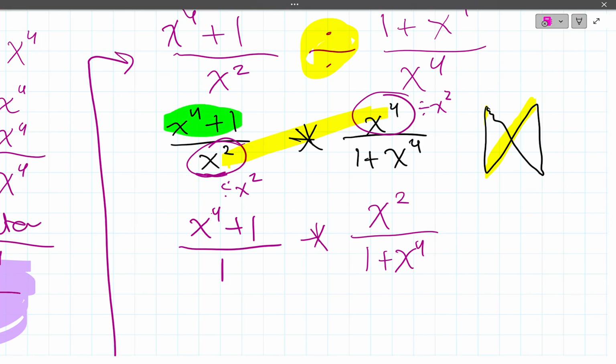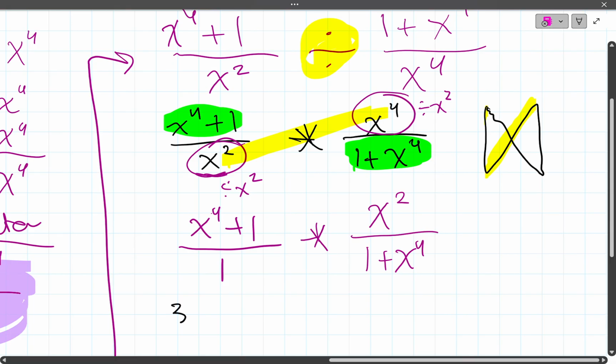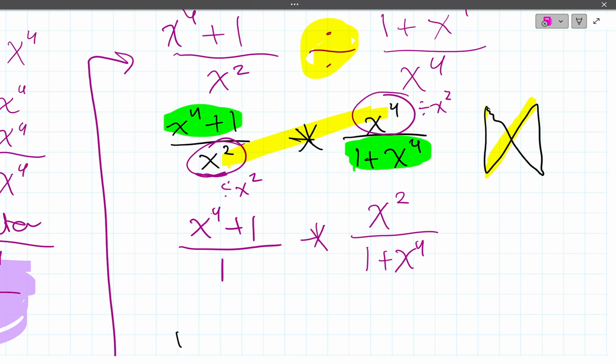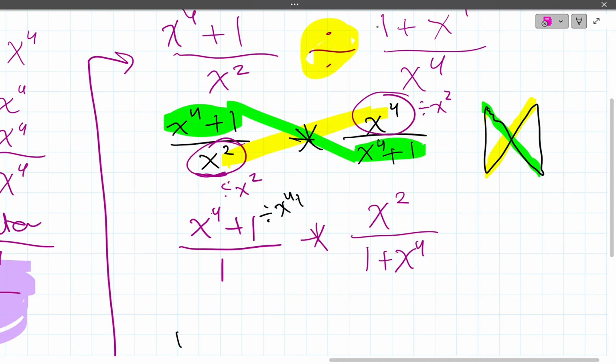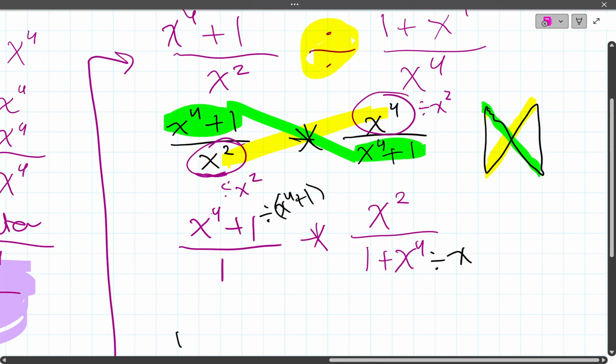The next place that we can cancel, which isn't quite as obvious, is, let's see, here we've got x to the power of 4 plus 1 and 1 plus x to the power of 4. Now think about it like this. If we have 3 plus 1, that equals 4. If we have 1 plus 3, it also equals 4. So when we are doing this addition here, 1 plus x to the power of 4 is actually the same as x to the power of 4 plus 1. So I'm going to just change that so that it looks a bit nicer, but if you can see it's the same, you don't really need to change it.